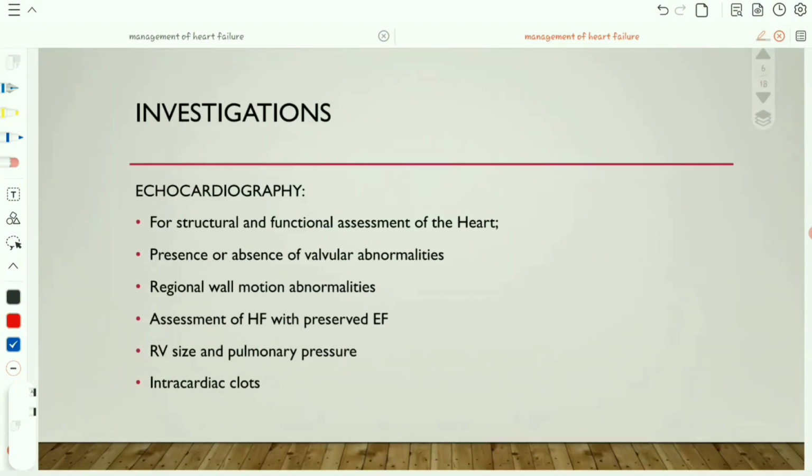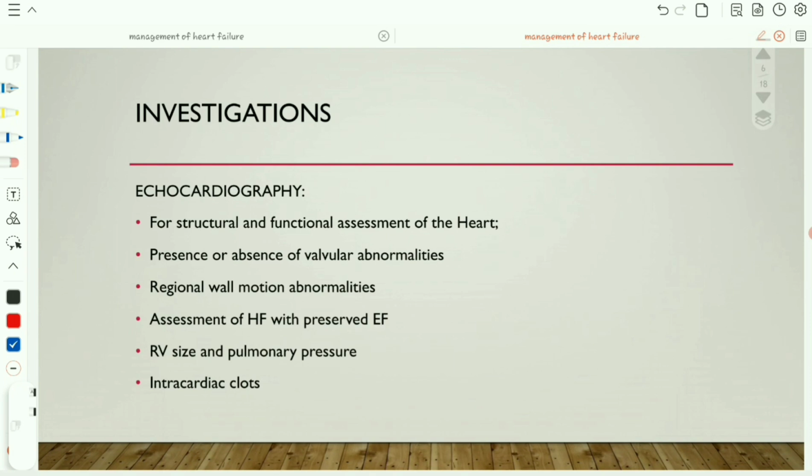Then the next thing you want to do is you also want to request for an echocardiography. Now, what are the aims of echocardiography? You tell your examiner that, sir, I want to assess for structural and functional assessment of the heart. Then you can also detect presence or absence of valvular abnormalities.